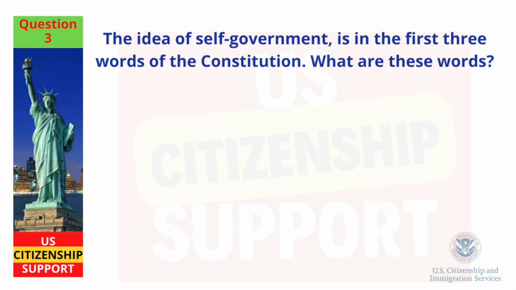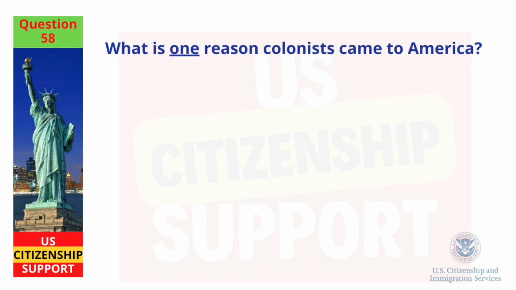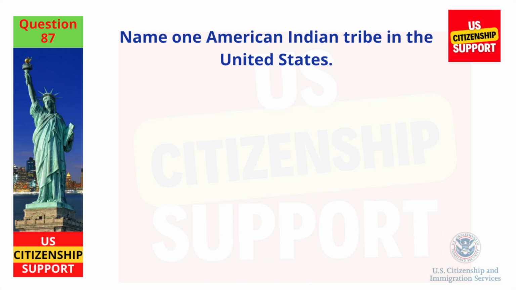The idea of self-government is in the first three words of the Constitution. What are these words? We the people. What is one reason colonists came to America? Freedom. Name one American Indian tribe in the United States. Cherokee.